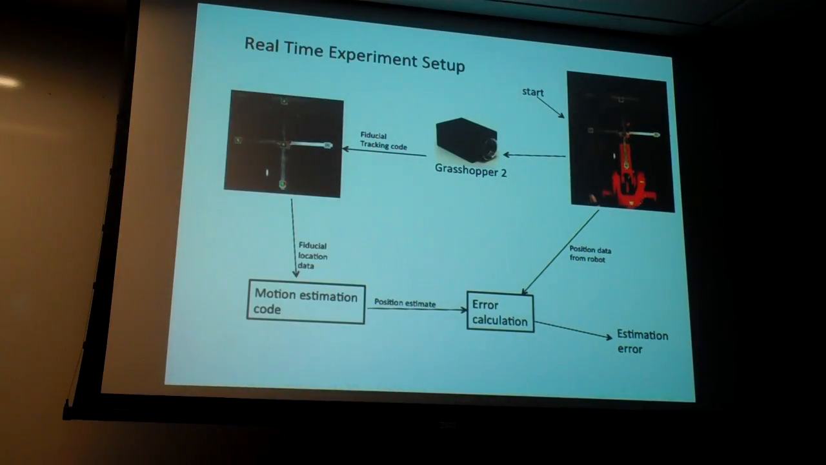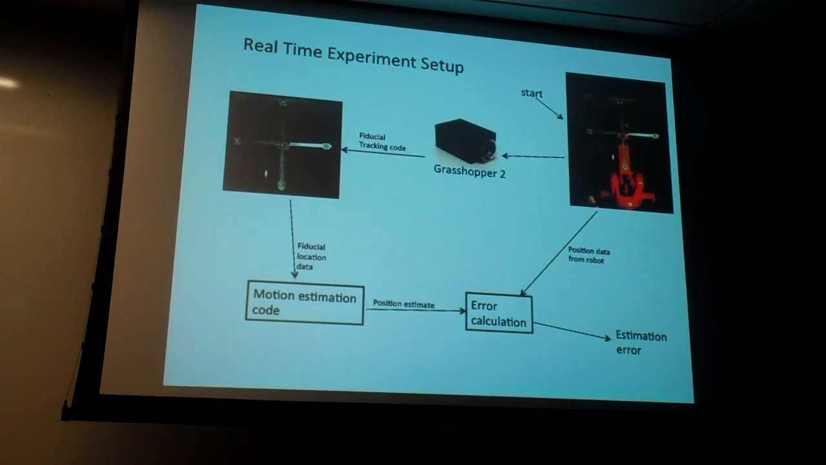And this is the flow of the experiment. You take a picture with the camera of the robot arm, you send that picture to the fiducial tracking code, and it spits out the pixel location of hopefully all 5 fiducials. And then you run that through motion estimation code, and out pops a position estimate. And you calculate the distance from your position estimate to the actual position that you got from the robot at the instant the frame was taken. And that distance is the error in your estimation.